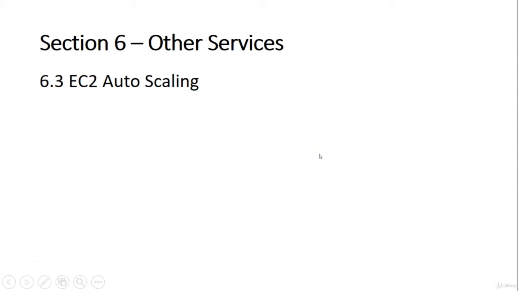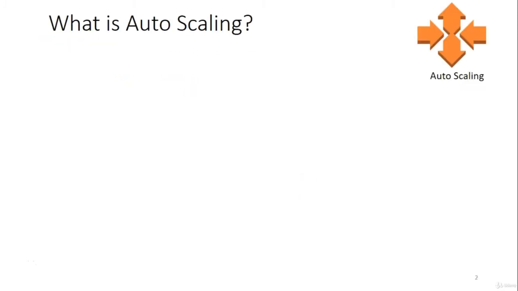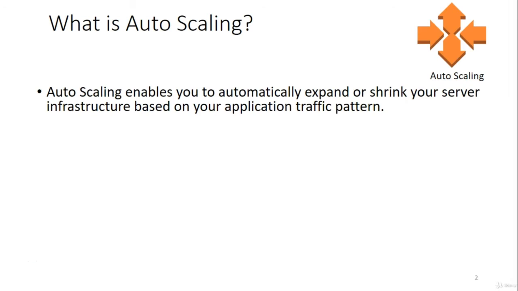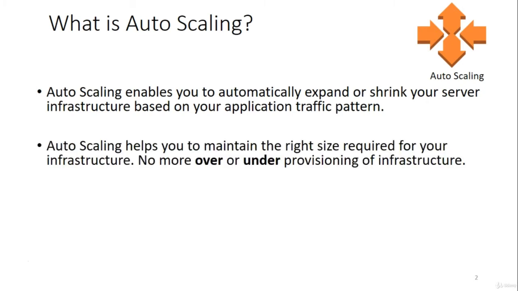Hello and welcome to the third lecture of section 6, EC2 Auto Scaling. What is auto scaling? Auto scaling enables you to automatically expand or shrink your server infrastructure based on your application traffic pattern. So, if your business grows, your infrastructure will grow automatically. If you have a lean season, your infrastructure will shrink automatically. Auto scaling helps you to maintain the right size required for your infrastructure. No more over or under provisioning of infrastructure.